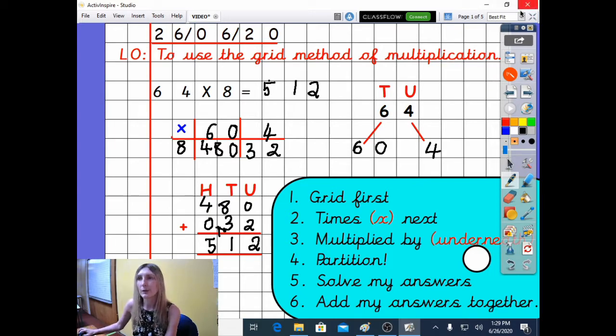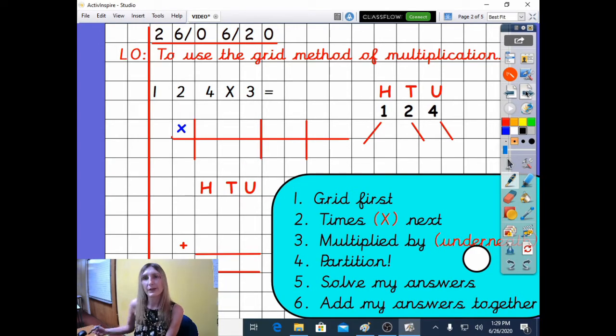I'm going to show you a more tricky calculation next. So this time we've got a 3-digit number, 124 times 3. So you can see that I've drawn my grid out in advance. I put the times sign and I'm timesing by 3. So 3 goes here. Then I partition 124. So I break this number down into hundreds. So I've got 100 because there's a 1 in the hundreds column.